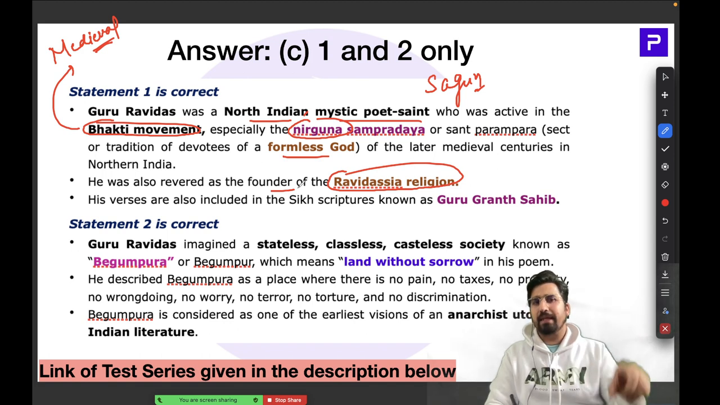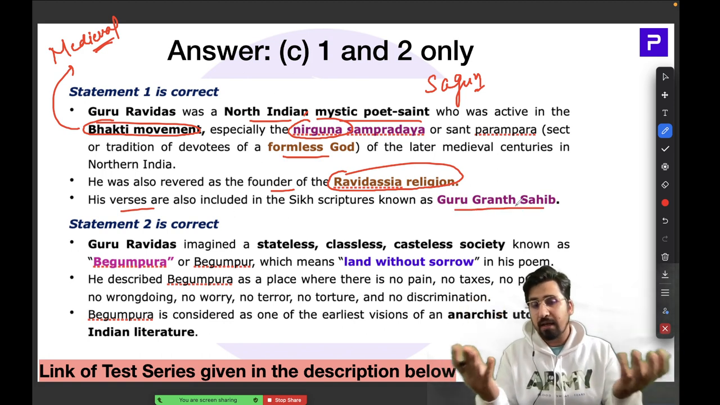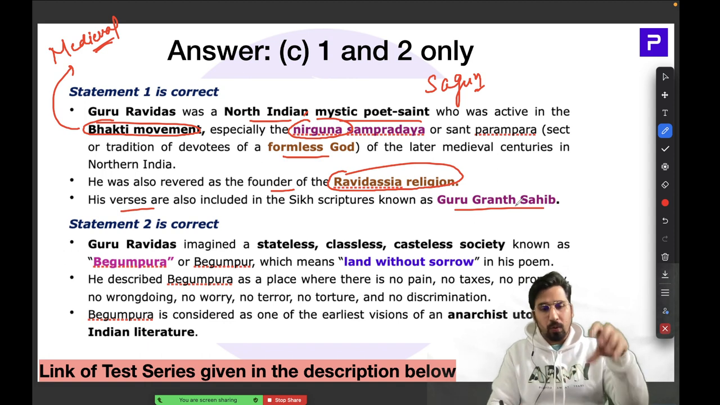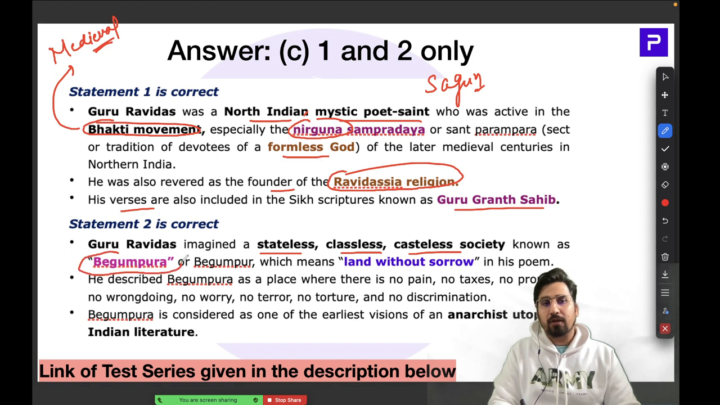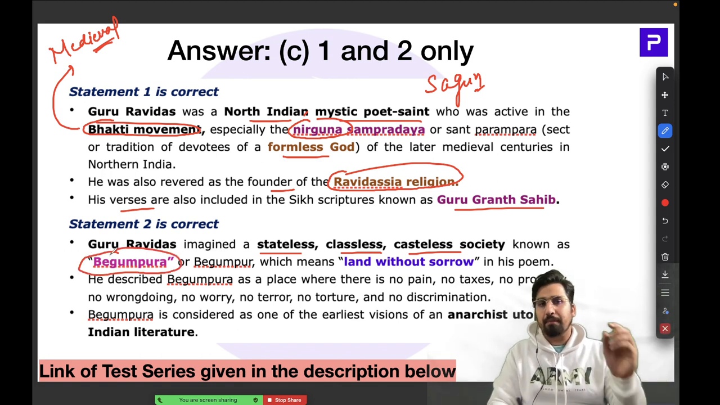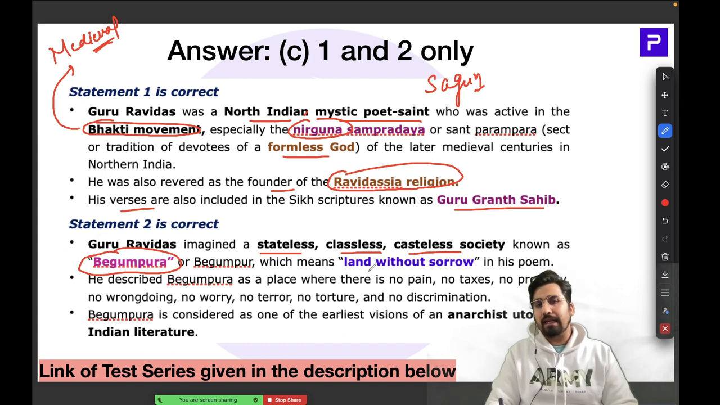The name has a meaning, right? He was so impactful at that time that his verses were also included in the Guru Granth Sahib, the ultimate Sikh scripture that we have. Guru Ravidas imagined a society which is stateless, classless, and casteless. And he named that concept Begumpura. Gum is dukh, sorrow, right? So Begumpura is basically a land without sorrow.